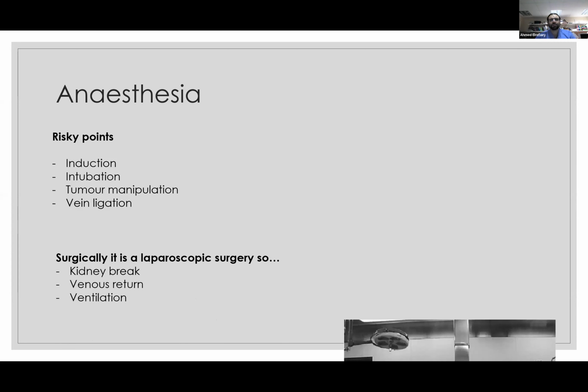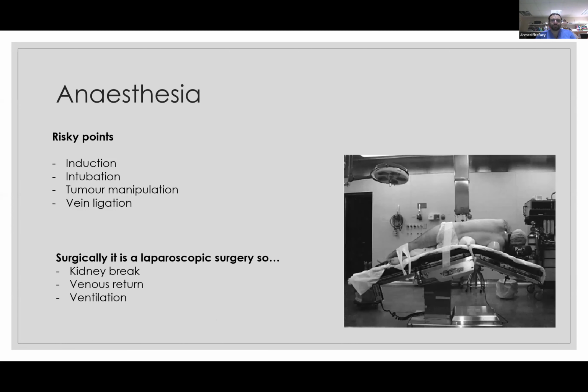In terms of surgical problems, remember that it's now laparoscopic surgery. It's done in this position, which is a kidney break position, lateral decubitus. The venous return will be affected besides everything else, and the ventilation might be compromised.